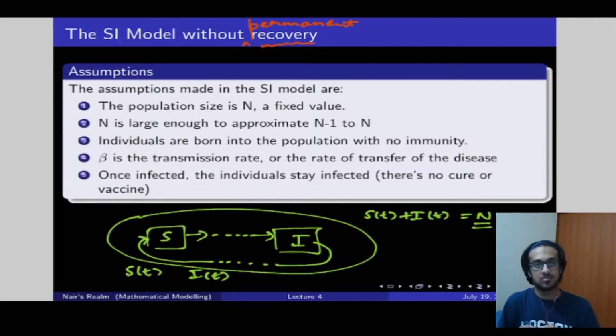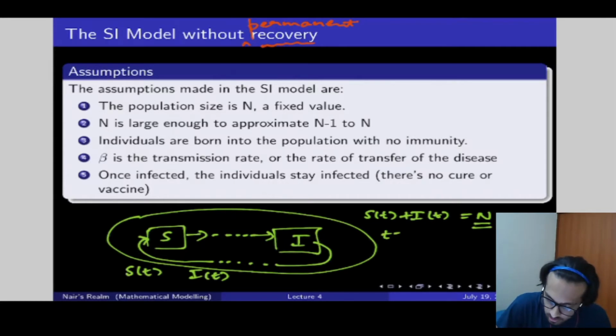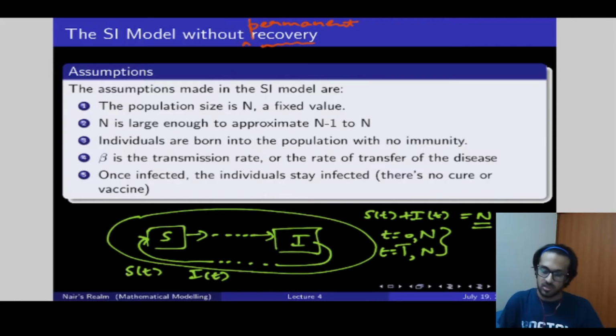That's what this model says, that whatever proportion of people are leaving S, they have to enter I. Whatever proportion of I are leaving, they'll enter S. Why? Because the sum of the people does not vary with time. The sum of the entire population value, right? So at t is equal to 0, the population size will be n. At t is equal to some capital T, the population size will also be n. This is not a time varying quantity. That is the first assumption.